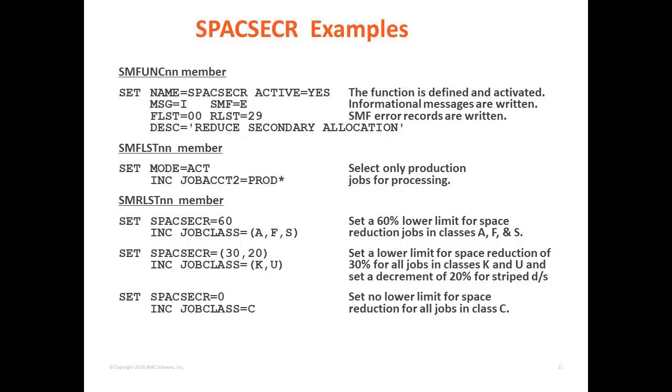The first sets a floor limit of 60% of the requested amount for jobs in classes A, F, and S. The second set statement sets a floor limit of 30% of the requested space using a decrement value of 20% for jobs running in classes K and U. The last set statement sets no floor limit for all jobs in class C.